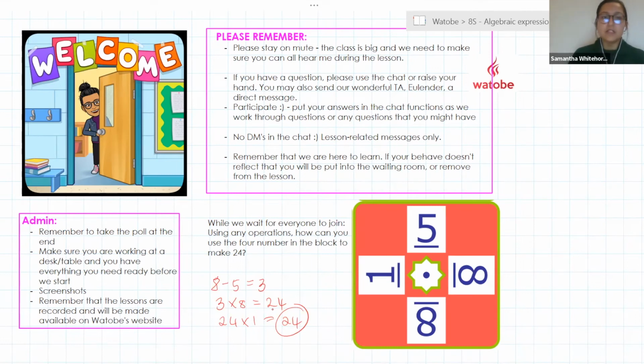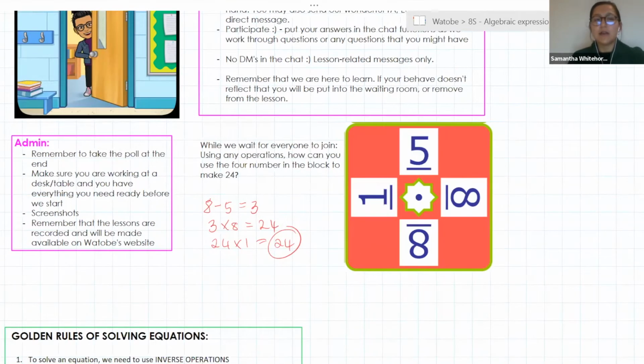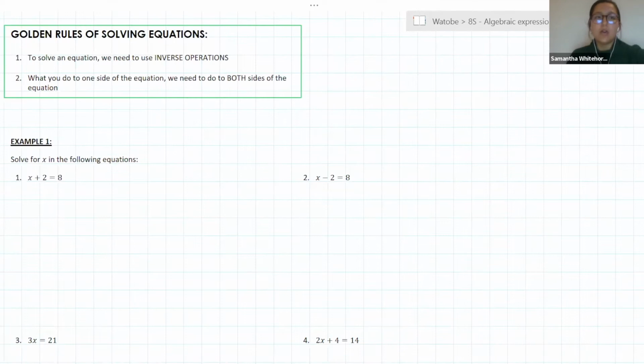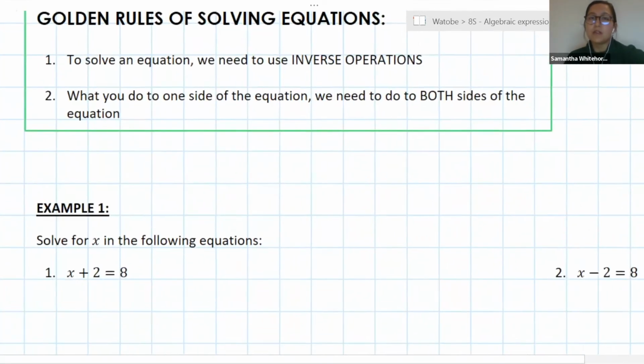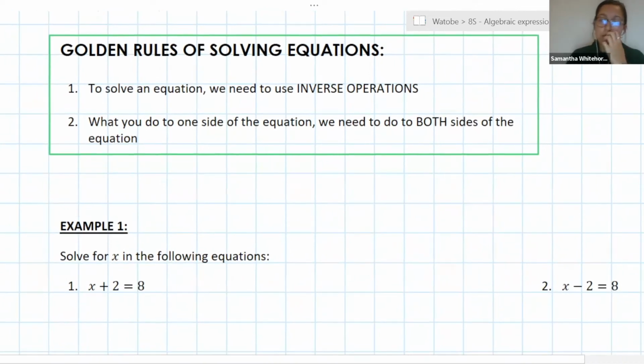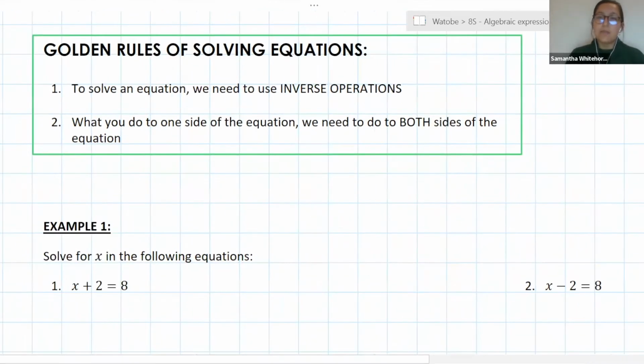Today we are going to be looking at equations. Now, I know we have been doing simplifying expressions, but remember that all of the lessons are recorded and are on Watobe's website. So if you need to go back and rewatch anything or have a look at anything, then please go do it there.